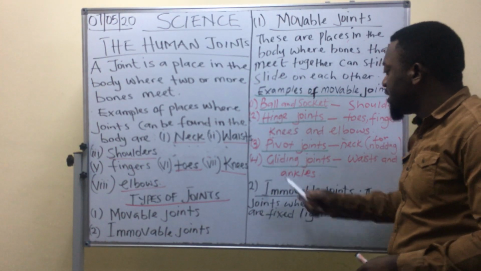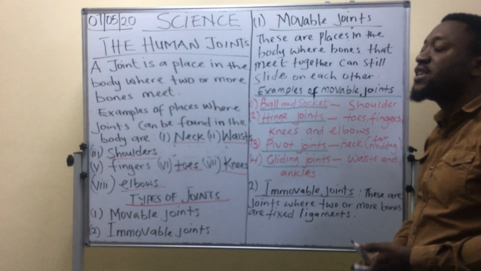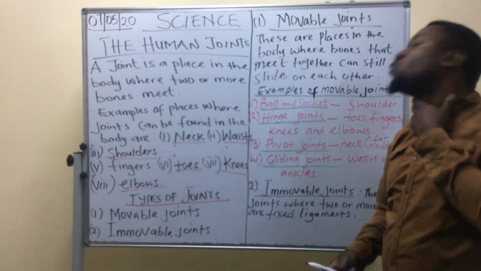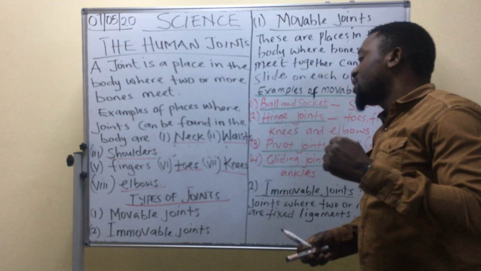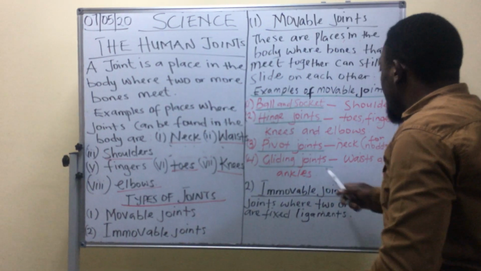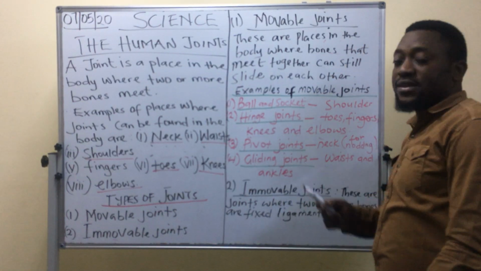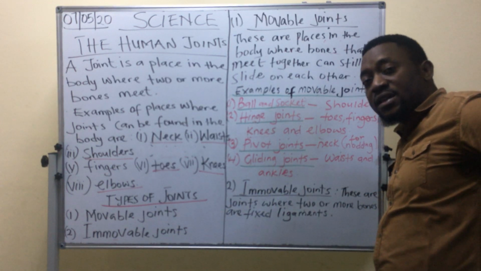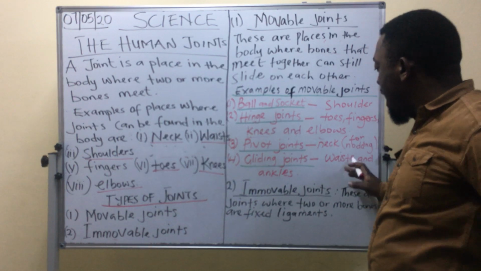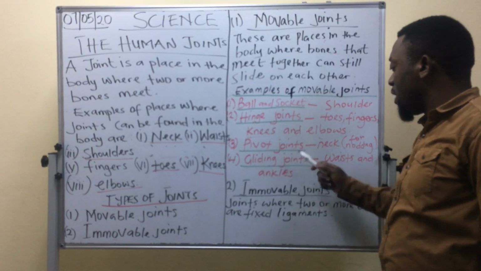Then the third one is the pivot joint. You can see the pivot joint here in the neck. You see? When you do like this, it's because there is a joint here. That is why you can shake your neck. Then the fourth one is the gliding joints. Gliding joints can be found in the waist and ankles. These are where you can find gliding joints.